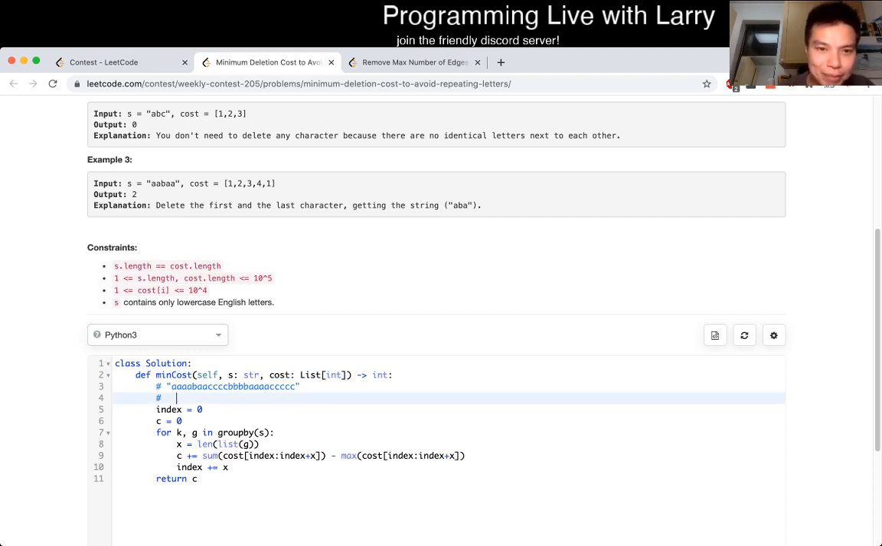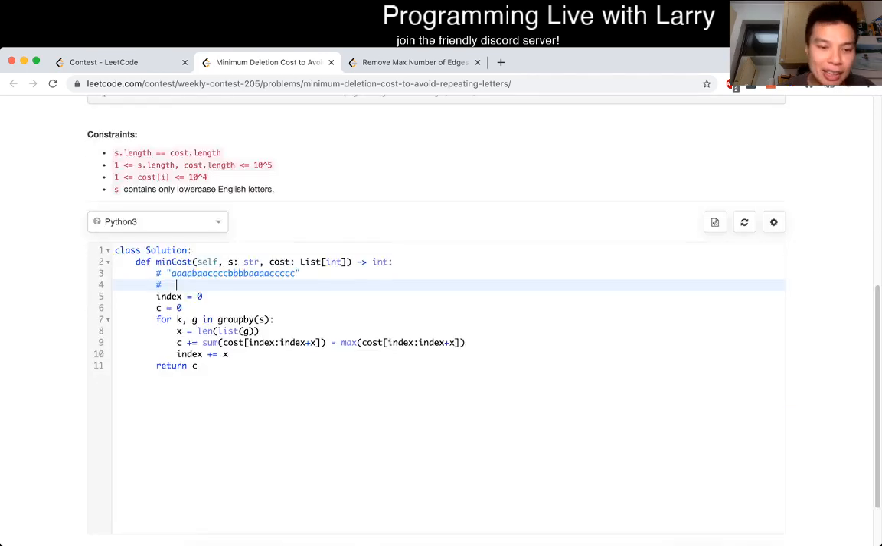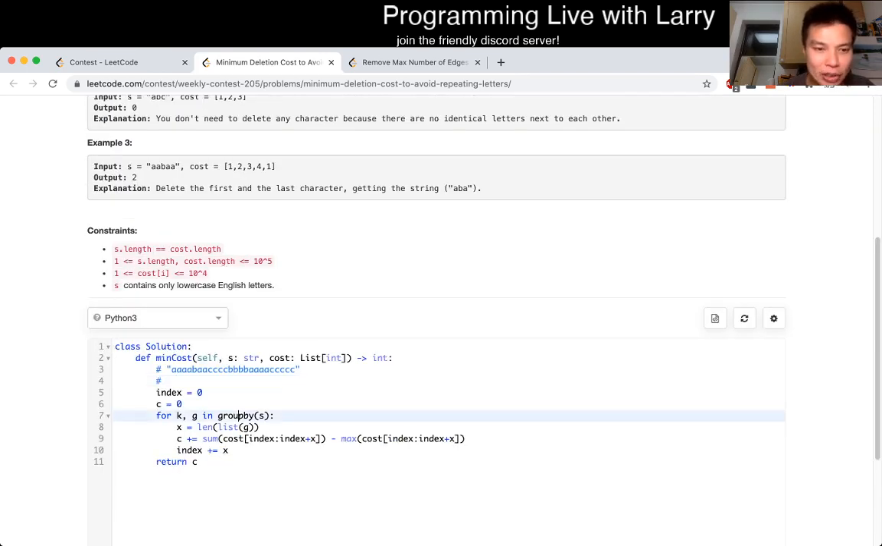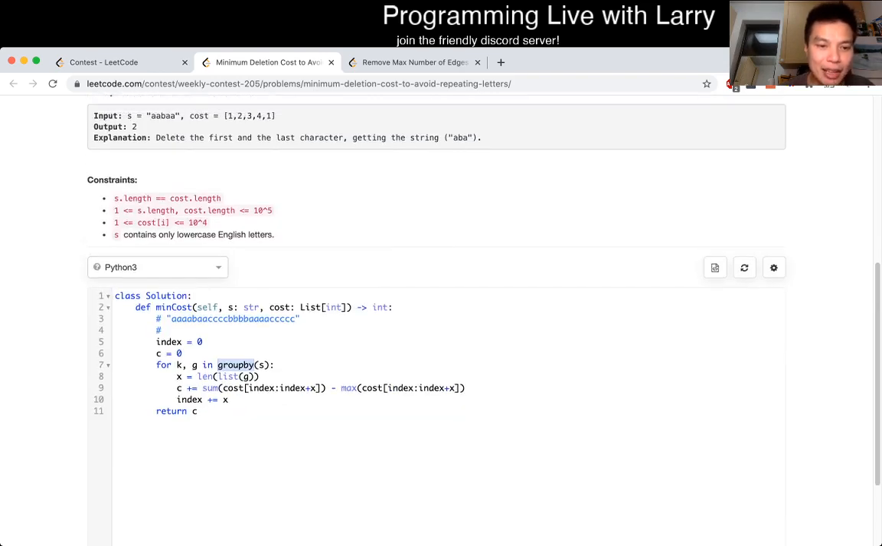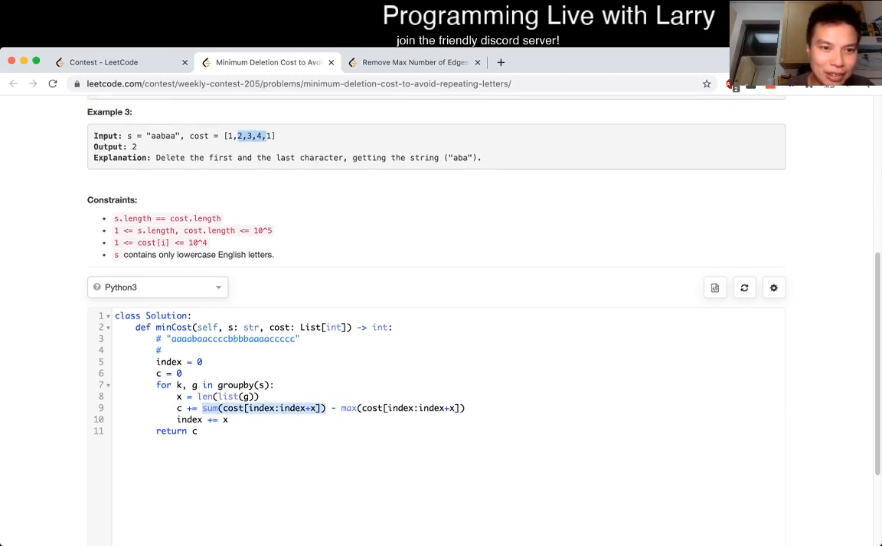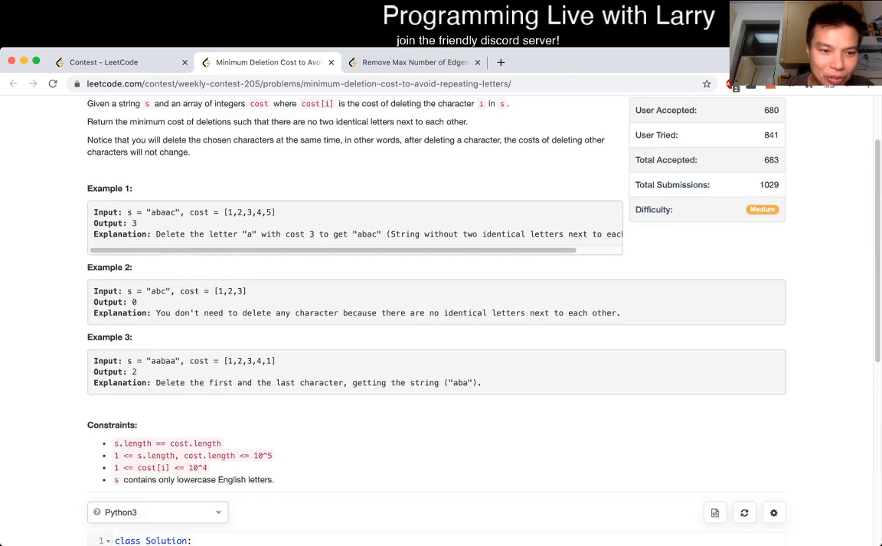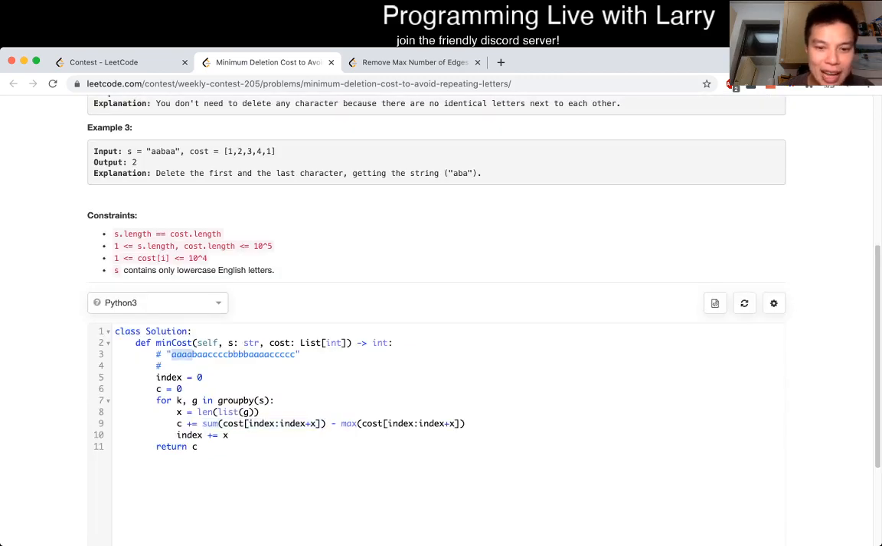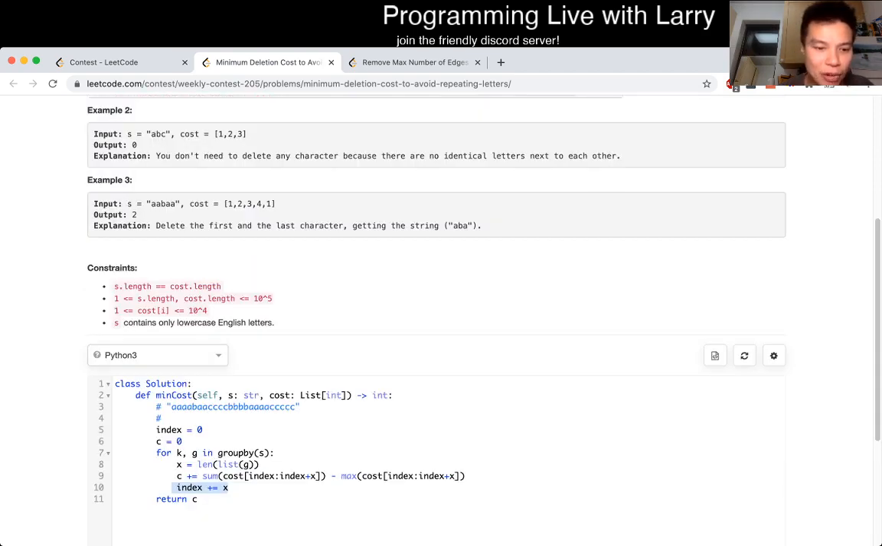For me, in Python, I use group by to group them together. And yeah, I get the sum of the cost for every running count of the characters, and then I minus the max because that's the one that we keep, and then I just move the index afterwards. So in theory it should be pretty straightforward. You can implement it in other ways, but this is the way that I was thinking about doing it.